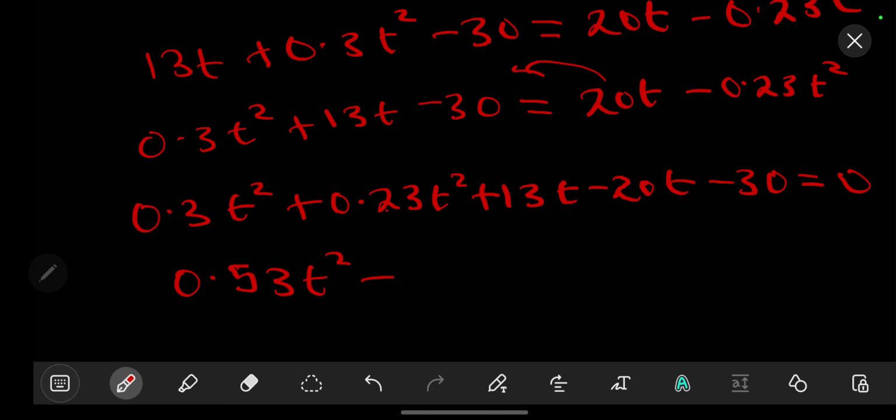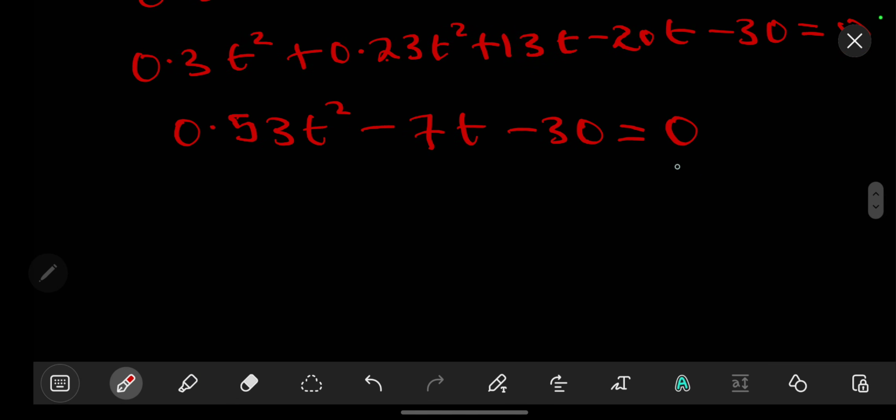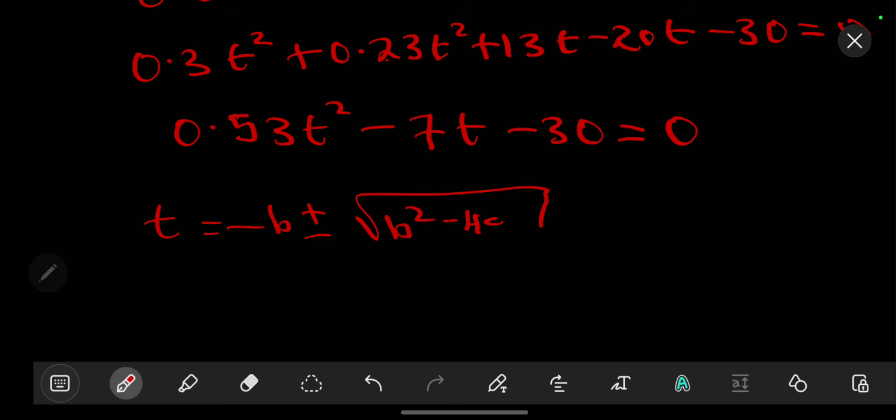13 minus 20, this will give us a negative 7t. Then we have minus 30 should be equal to 0 like that. So looking at that, we are going now to use the quadratic formula. So t should be equal to negative b plus or minus the square root of b squared minus 4ac over 2a. So in a quadratic equation, this is our a, this is our b, this is our c.